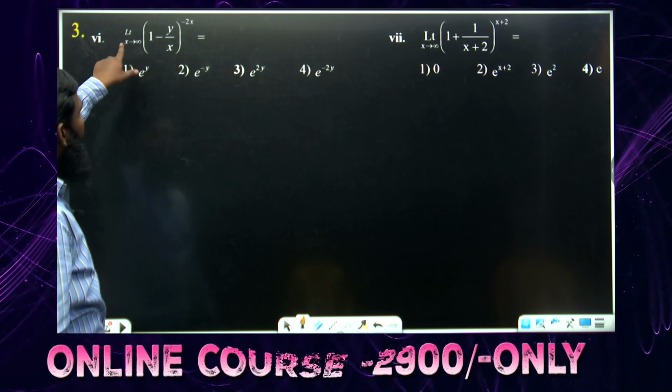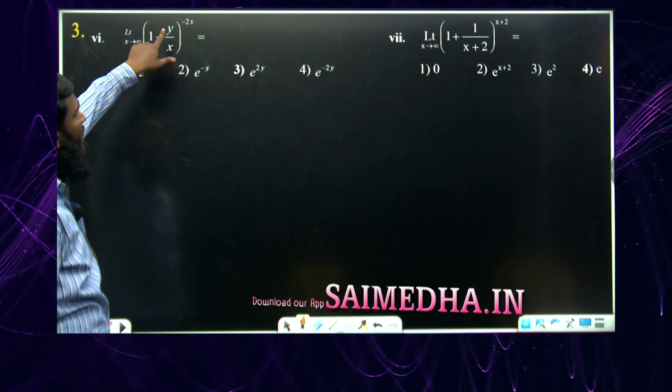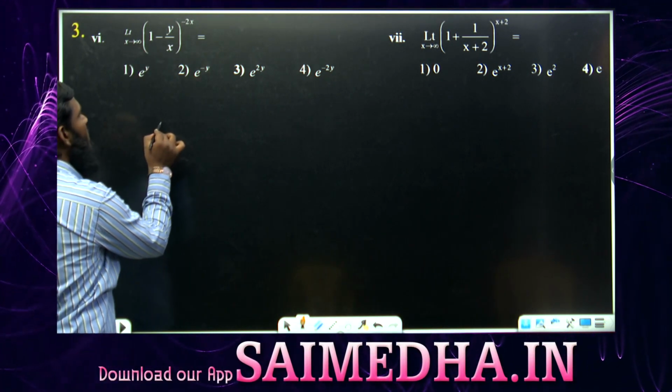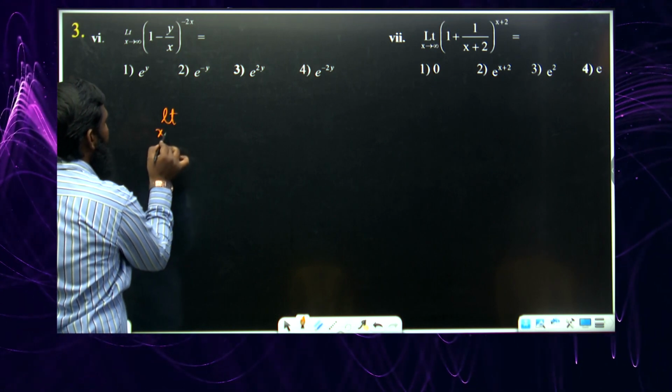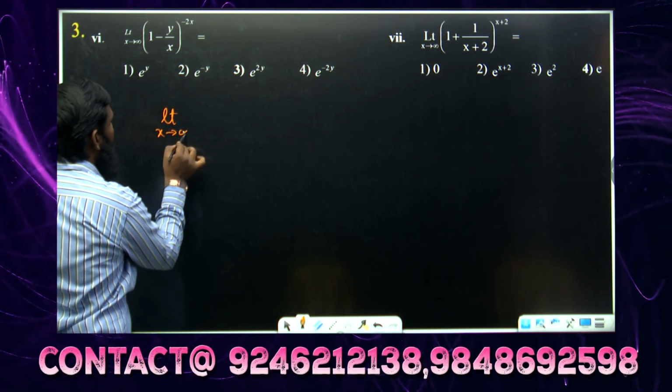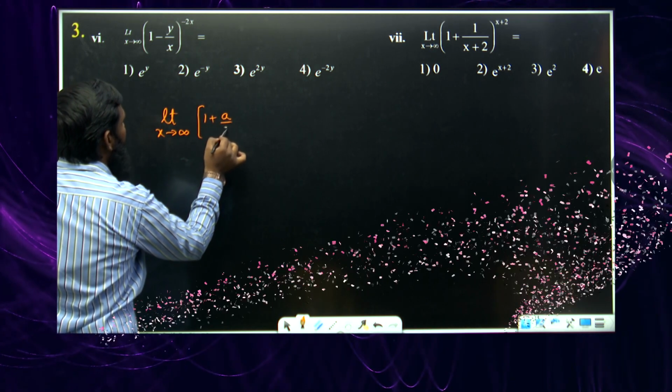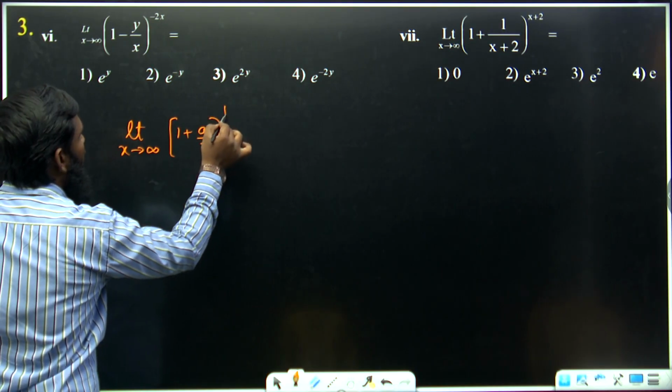Now the next question: limit x tends to infinity 1 minus y by x whole power minus 2x. Same concept we are having over here. Now if you have taken this part, limit x tends to infinity, it is in the form of 1 plus a by x whole power bx.